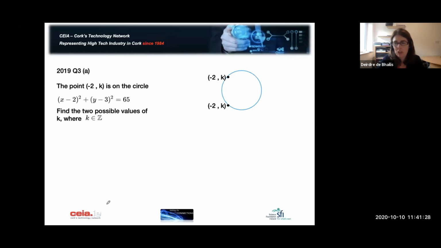So if we just sketch out a circle for ourselves, I'm always a big fan of that. They're telling us that there's 2 possible values, which means that minus 2 is here along the x-axis somewhere. Say that's minus 2. And then there are 2 possible values for k. Sorry, the y-axis wouldn't be there. The y-axis would be over here, but we'll get two vertical values for k. So that just gives us a visual of what we're looking for.